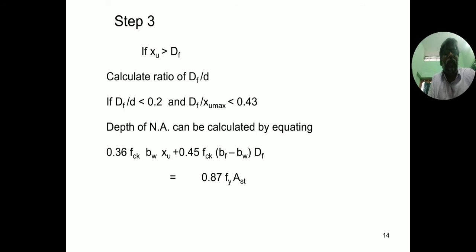Depth of neutral axis can be calculated by equating 0.36 FCK BW XU plus 0.45 FCK (BF minus BW) into DF. This is the compressive force, equal to the tensile force 0.87 Fy AST.